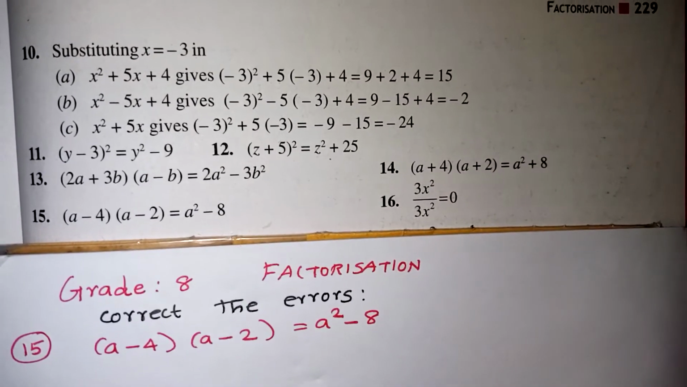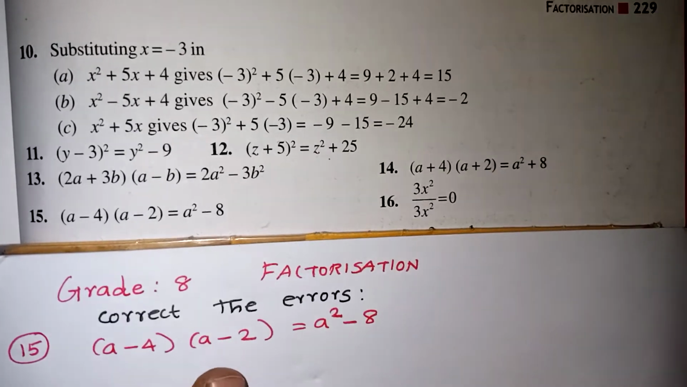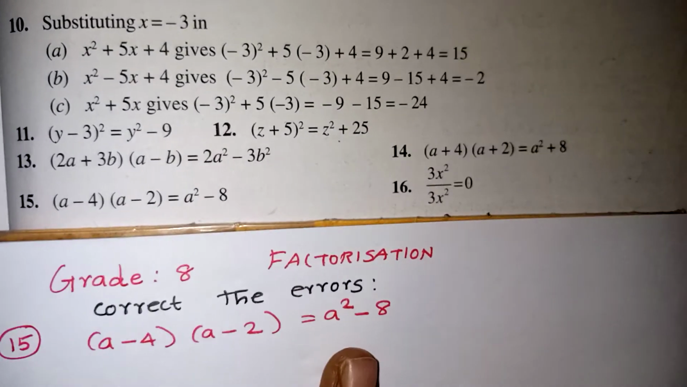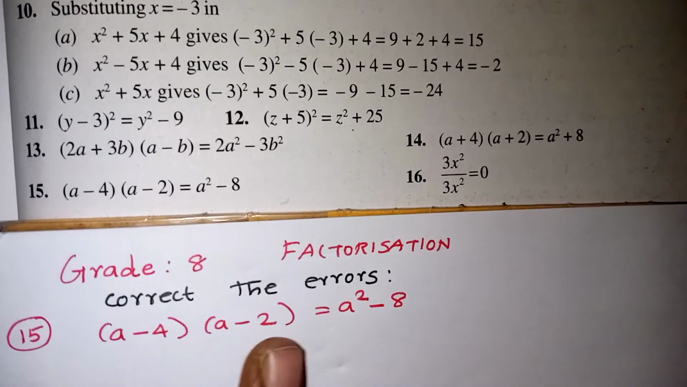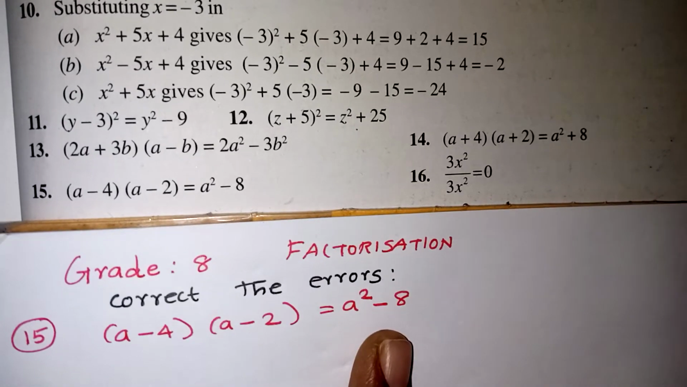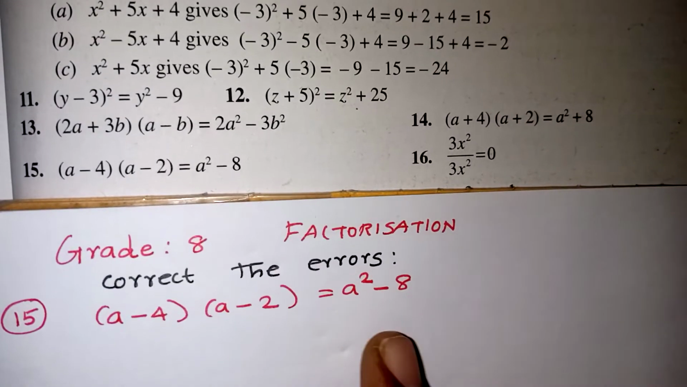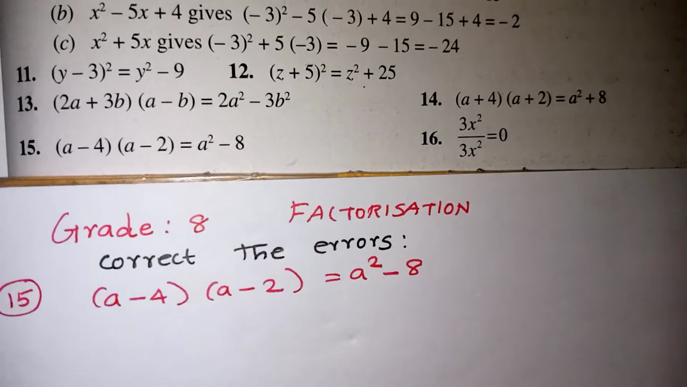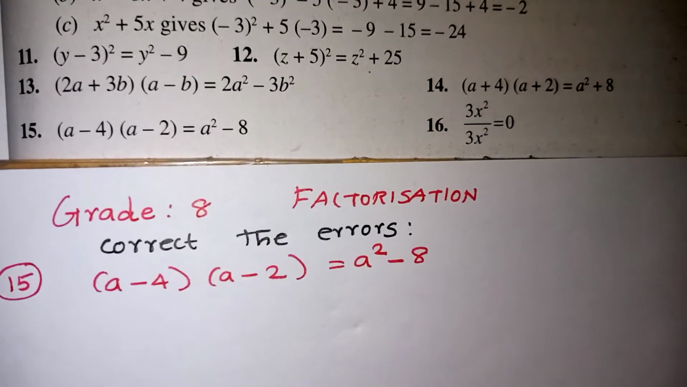Look at the 15th problem. (a minus 4) and (a minus 2). The answer is given as a squared minus 8. They did a into a squared, and 4 twos are 8 is written. Actually this is the wrong way. This is a wrong statement given. We have to correct it now. So how to correct this one?